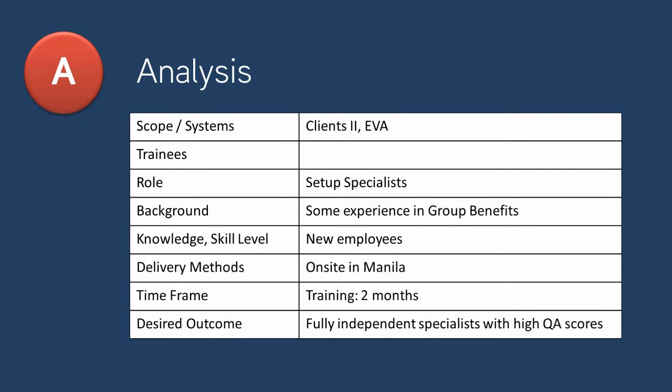First, we determined the scope of the training. We determined the systems to train and the amount of systems knowledge desired. We looked at the trainees, what their roles and their background would be. We couldn't make assumptions about their knowledge and skill level, so we would build training for new employees with little or no systems knowledge and little or no knowledge of group benefits concepts.